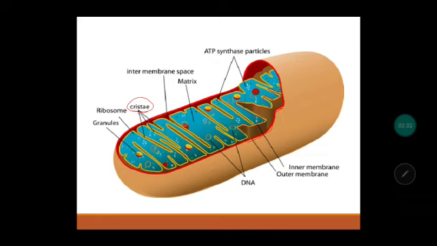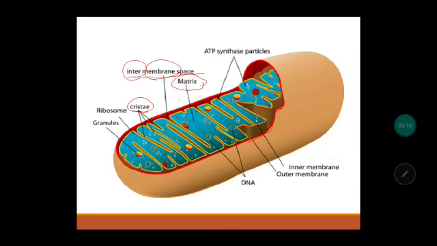Then between these two membranes, outer and inner, there is some space you can see. This space is called the intermembrane space. Inter means between, so the space between the two membranes is the intermembrane space. You can see this blue colored part. This is the cytoplasm of mitochondria, and this cytoplasm is called matrix, just to differentiate it from the cytoplasm of the cell.